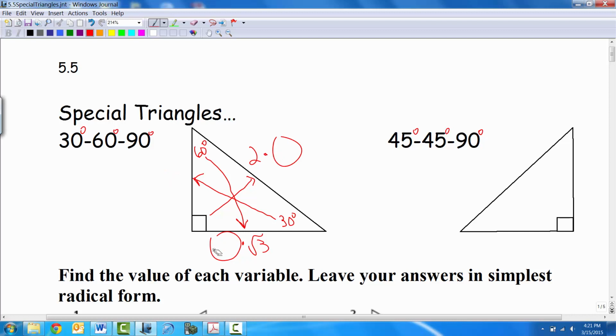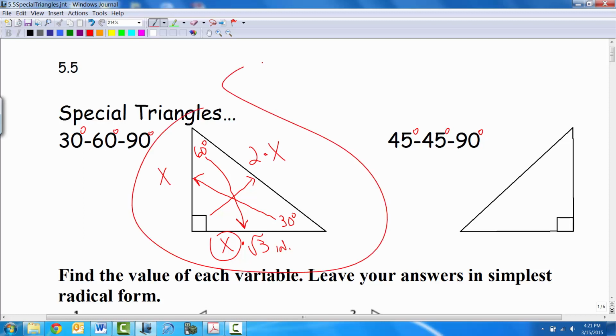I hate S because it looks like a 5. Let's pretend it was numbers. The side opposite the 30 is 1 inch. Well, then the side opposite the 60 is 1 times the square root of 3 inches, and the side opposite the 90 is 2 times 1, or 2 inches. So again, whatever I put in the 30-degree side, every 30, 60, 90 has this pattern. We usually just put a letter we're familiar with, like X. So this would be X times the square root of 3, and this would be 2 times X. And that's it. Memorize. This is your brain on math.